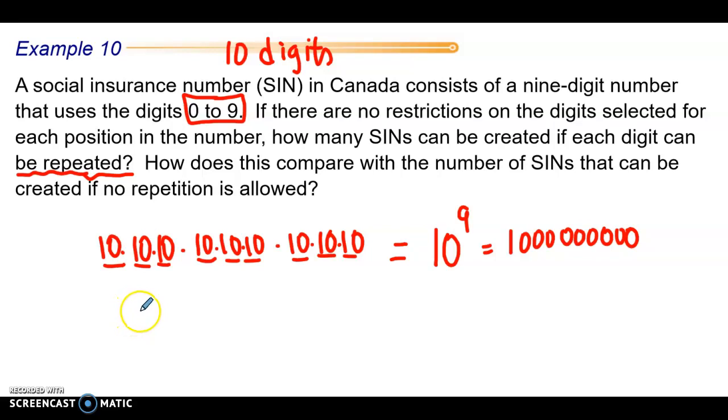There is a second part to the question. It says, how does this compare with the social insurance numbers that can be created if no repetition is allowed? So let's take a look at the number of ways if there is no repetition of digits. Again, 9 positions. We need 1 digit here, so there are 10 digits to choose from, but in this case, we cannot repeat digits. The number used in this first position cannot be used in the next position, so there are 9 remaining digits we can choose from to place in the second one. And the same reasoning continues down the line.